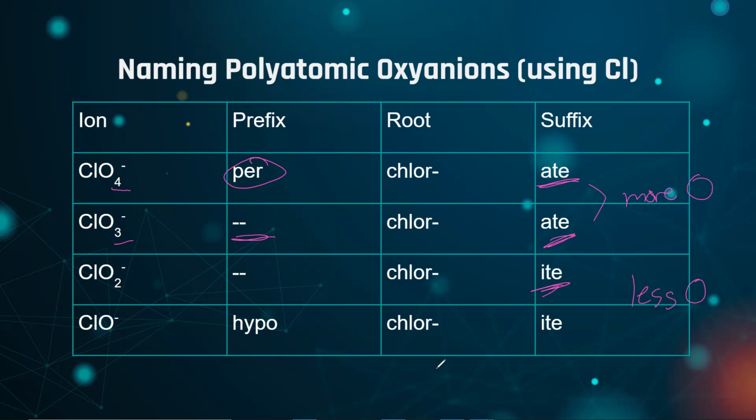And then down here, we see two suffixes of ite, but one of them has a prefix of hypo. You'll notice that the one that has the prefix has even less oxygens than the one that didn't. So really, we're talking about a range with the most oxygens being per and ate, and the least oxygens being hypo and ite. You'll see a number of polyatomic ions follow that pattern. So look out for it is basically what I'm telling you. But again, we're going to have a cheat sheet in class that we're going to make for that.